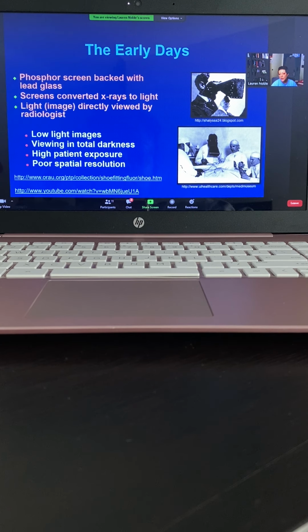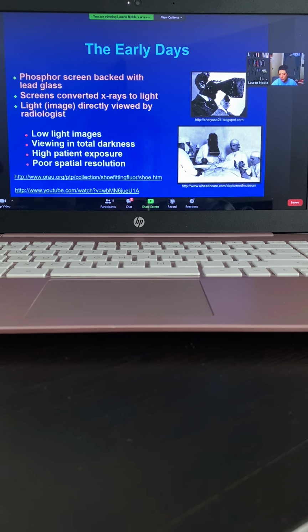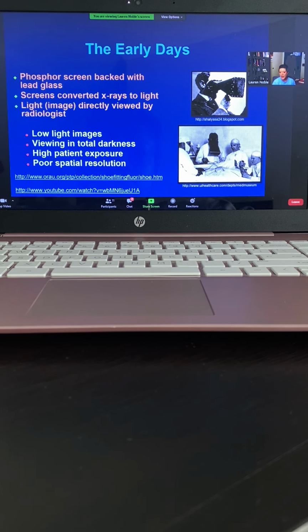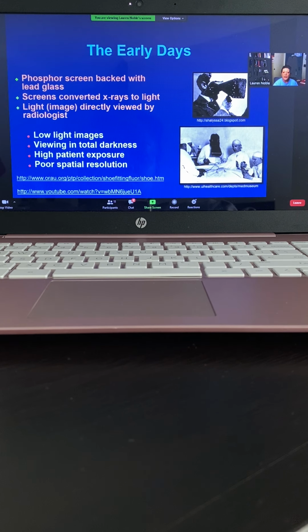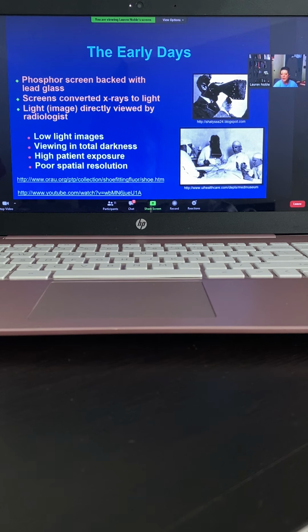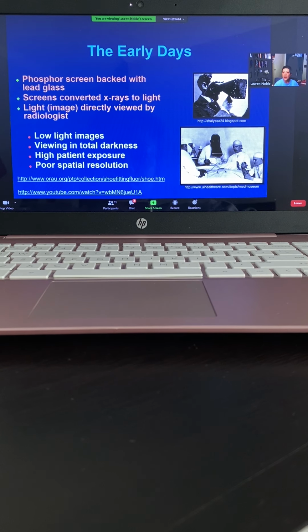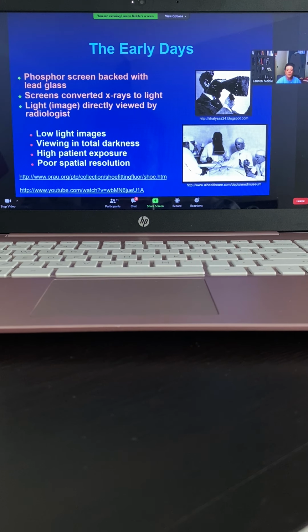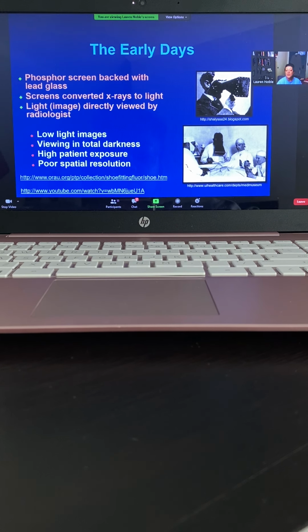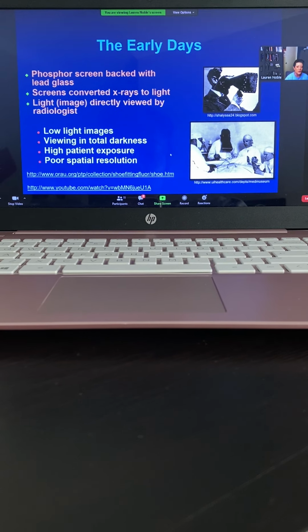But this was the early type of device. And so here you see another rendition of it. They've got a patient on the table, and underneath the table is the x-ray tube. So the x-rays come up, interact with the patient, and that remnant beam will interact with this phosphor screen and cause it to glow, and you would see the image. But it was a rudimentary image. It wasn't the best image, but nonetheless, this was a start.